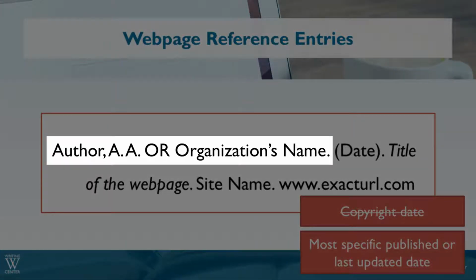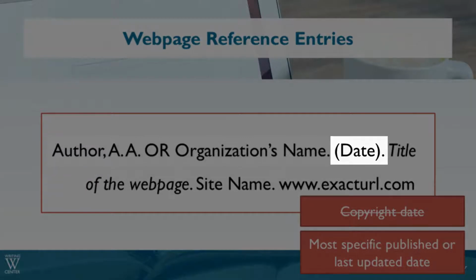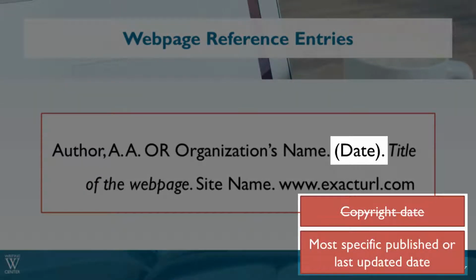We start with the author or authors of the web page, which is often the organization, company, or department who owns or is responsible for the website. Next, we include the publication date within parentheses. For publication dates, we do not use a copyright date on the web page. These copyright dates are often automatically updated throughout a website, so they aren't a reliable indicator of when the source was published or last updated. Instead, look for a specific published or last updated date on the page, and include the most specific date available.